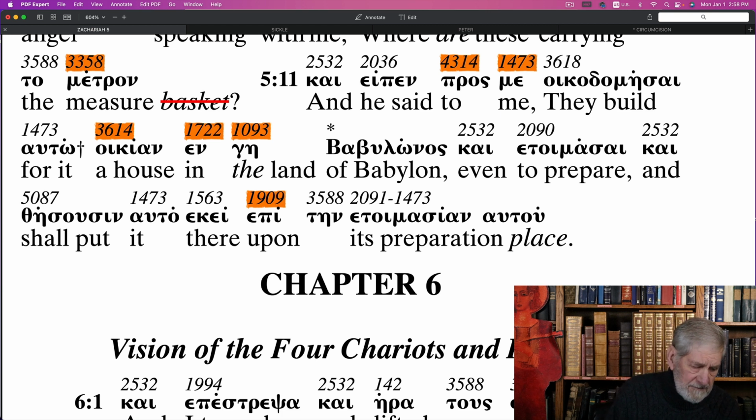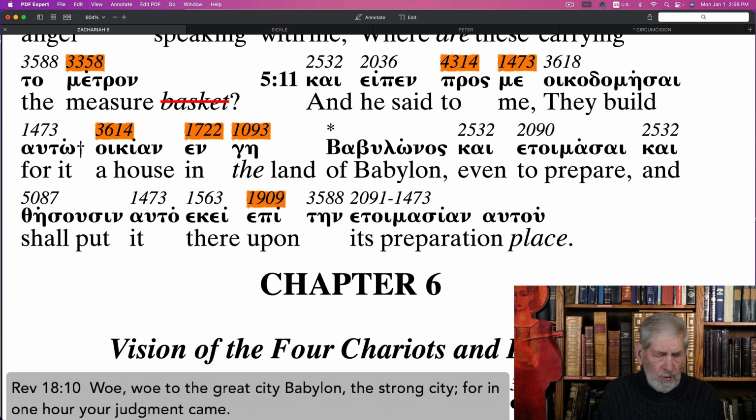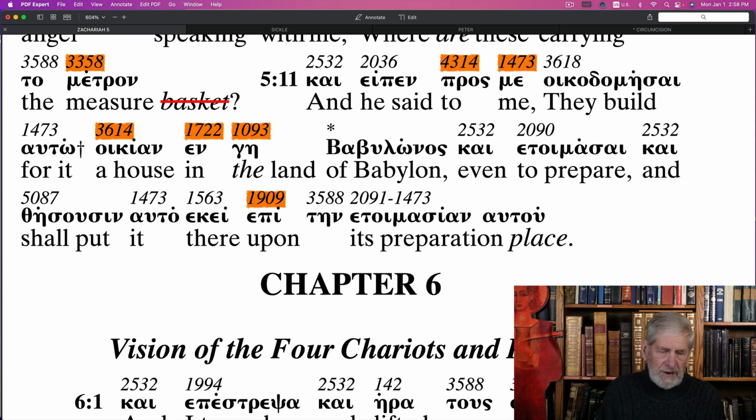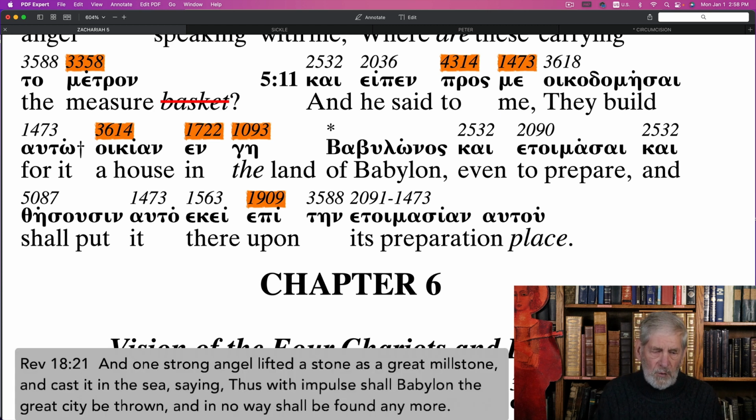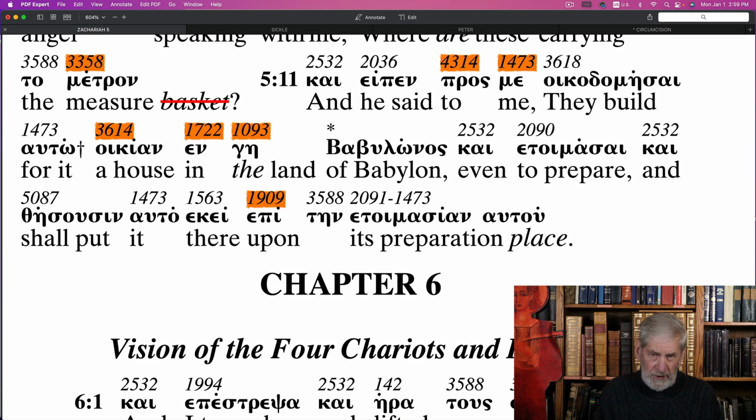And it continues further in 18:10, "And woe, woe, great city Babylon, the strong city, for in one hour your judgment came." So it is a city, and there's the woe, woe. Ties into the two women. And then finally in Revelation 18:21, it says, "And one strong angel lifted a stone as a great millstone," sort of like what we see in Zechariah with that stone, "and cast it in the sea, saying, 'Thus with impulse shall Babylon, the great city, be thrown, and in no way shall be found any more.'" I believe that's what's going to happen to Jerusalem.